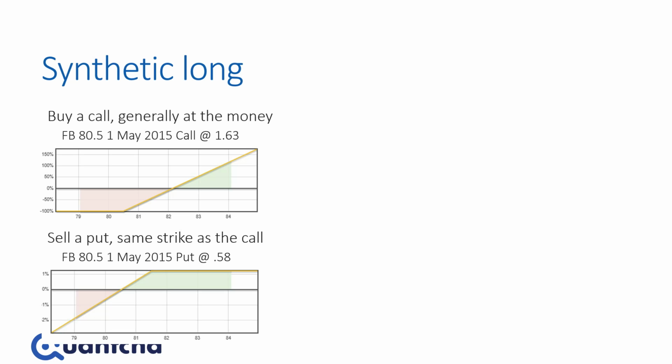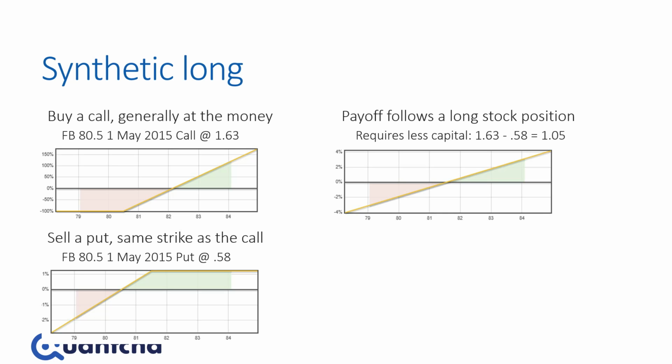Now, when you combine the two of those, you end up with this synthetic long position, which basically follows the same payoff as a long stock position. In this case, you'll notice it's one continuous line that crosses the break even at $80.50. Actually, I should change that. It doesn't break even at $80.50.